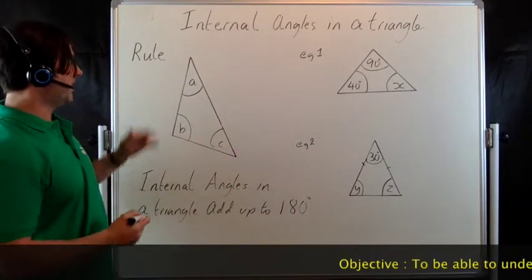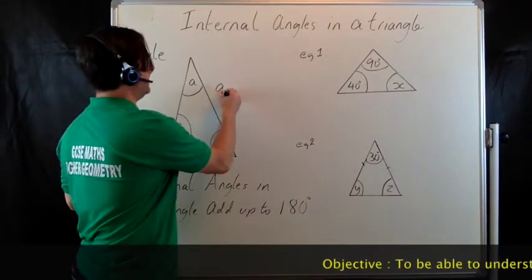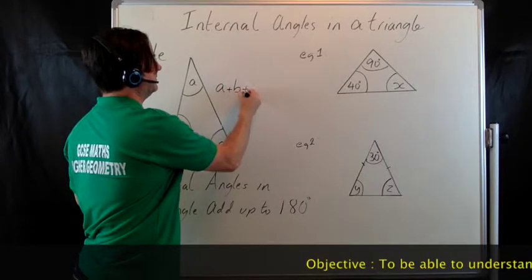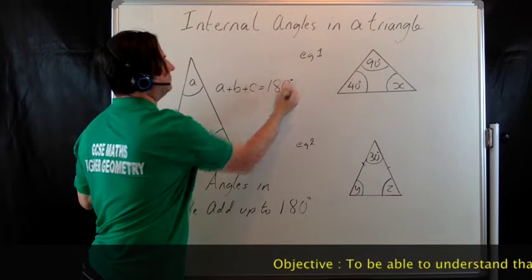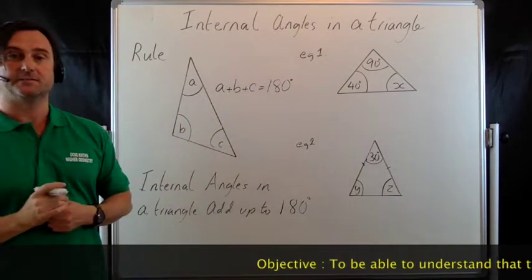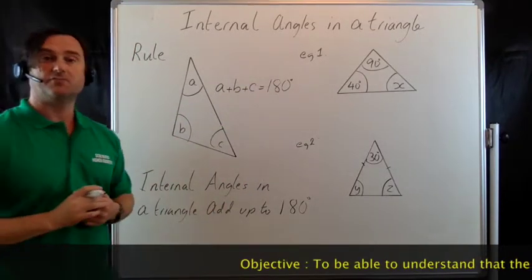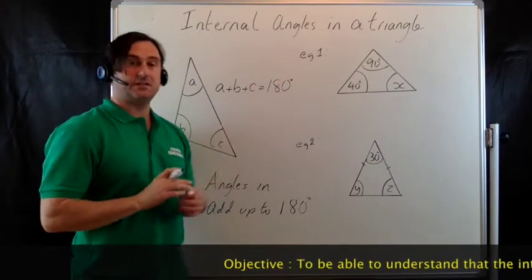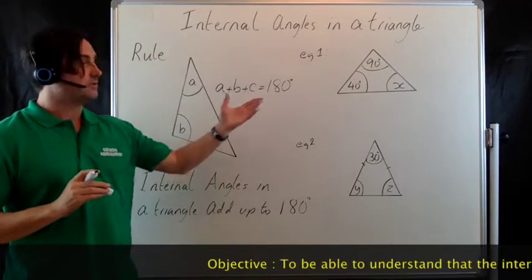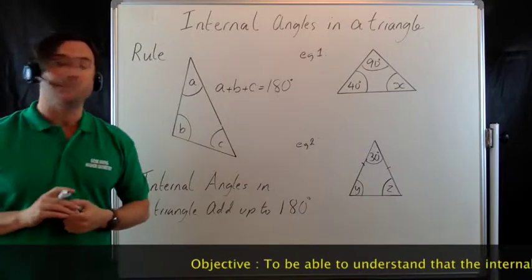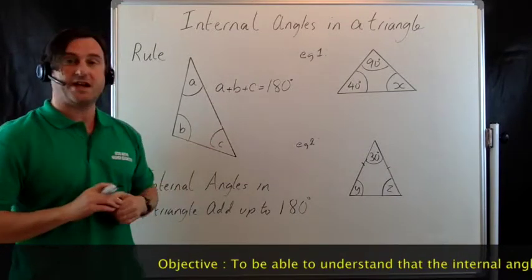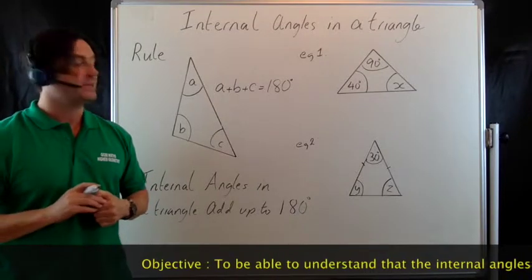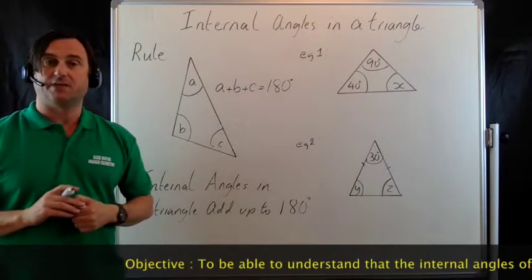So here I can write, to demonstrate, that A add B add C must all total 180 degrees. That's the rule that you must remember. So now we're going to apply it to answer these two questions. The first one, you've got a triangle and we've got two angles out of the three given to us. We need to work out that missing angle X.